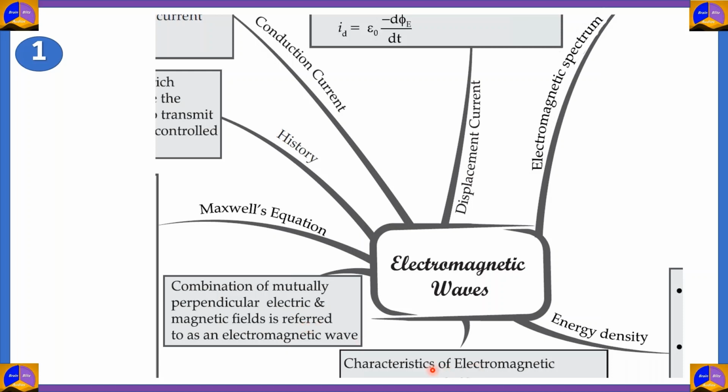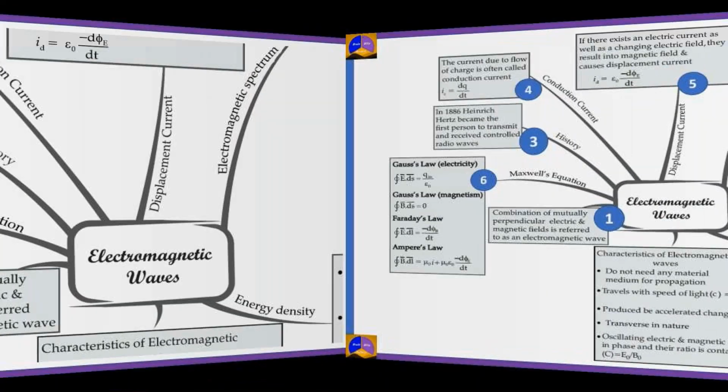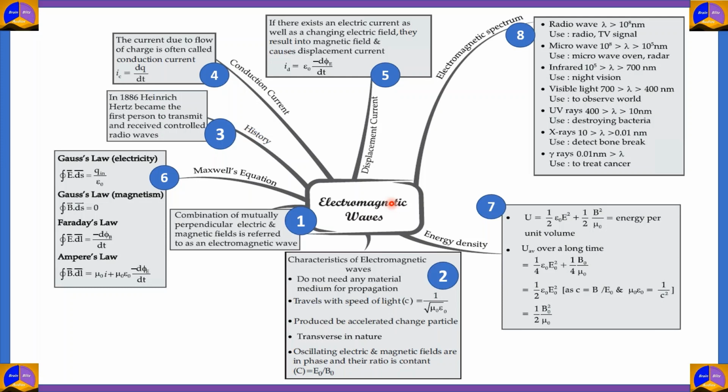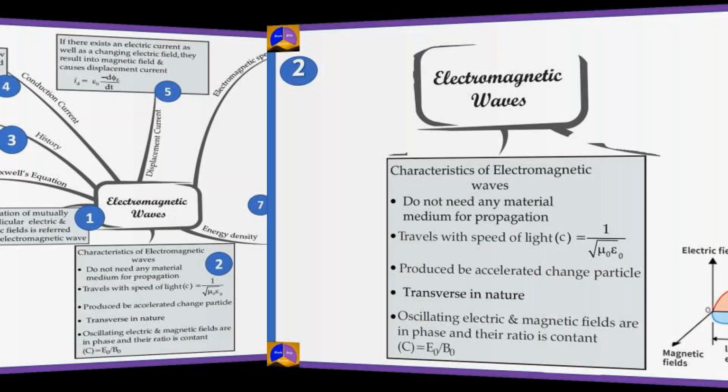So we'll be dealing with characteristics, energy density, electromagnetic spectrum, displacement current, conduction current, history, and Maxwell's equations. These are all the parts of the chapter with which we'll be dealing with regards to electromagnetic waves. So moving on from electromagnetic waves to characteristics of electromagnetic waves.